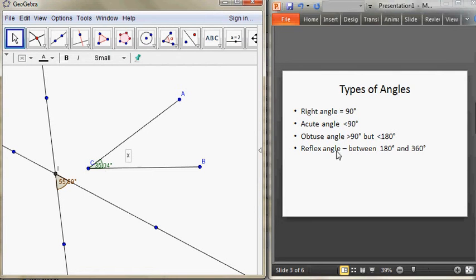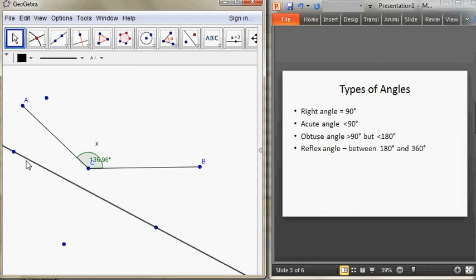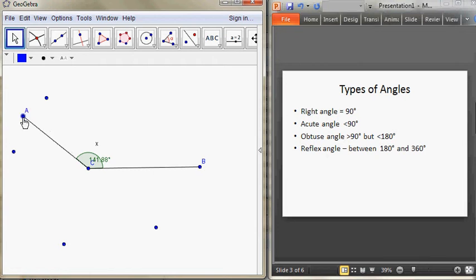An obtuse angle is greater than 90 degrees but less than 180 degrees. So, for example, this right here, angle X is now 136.96 degrees. It is now an obtuse angle. And a reflex angle is between 180 and 360 degrees. So if you move it even further, we see that this angle right here, BCA, is now 236.52 degrees.